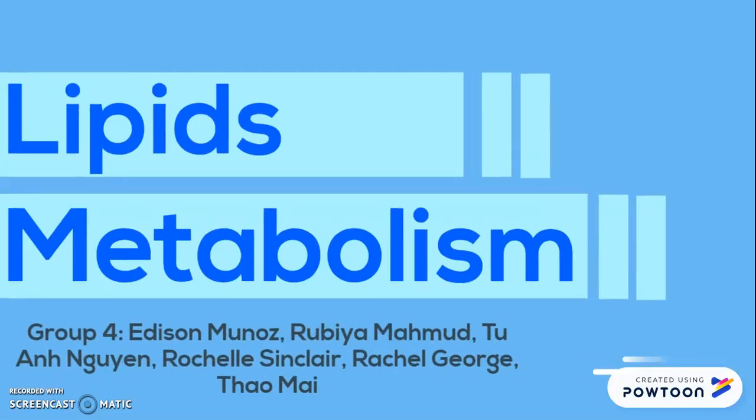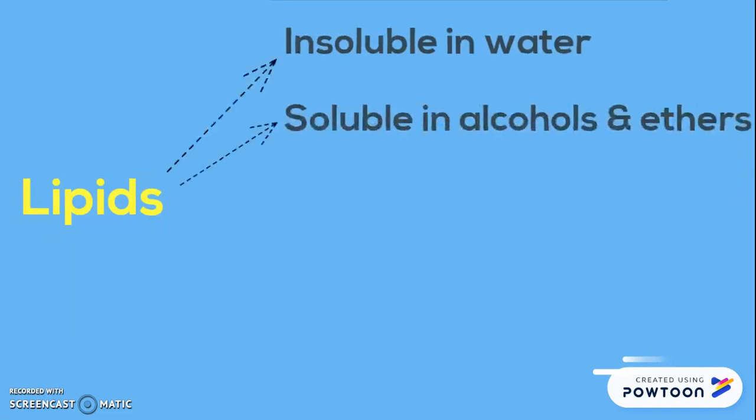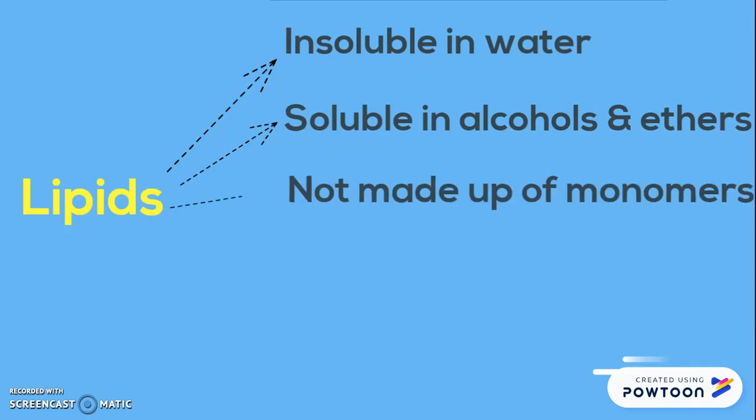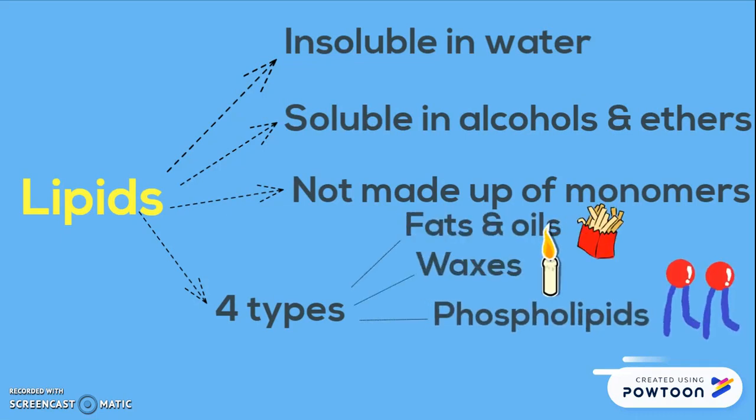Lipids are one of the four major biological macromolecules. Although insoluble in water, lipids are soluble in alcohols and ethers. It is the only macromolecule which is not made up of monomeric units. Lipids are divided into four different types: fats and oils, waxes, phospholipids, and steroids.